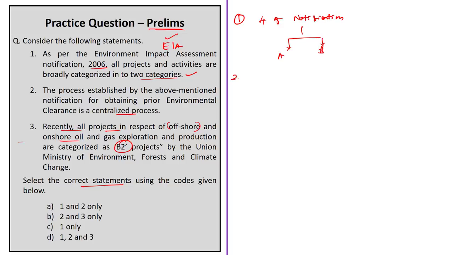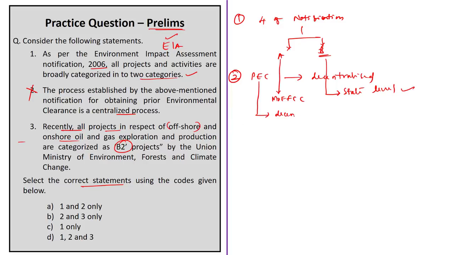Now, if you look at the second statement, it says that the process established by the above mentioned notification for obtaining prior environmental clearance is a centralized process. This is an incorrect statement because the process of environmental clearance is a decentralized process. That is, for category A projects, the prior environmental clearance is given by the Union Ministry on the recommendations of the Central Expert Appraisal Committee. Whereas in case of category B projects, the prior environmental clearance is given by the State Environmental Impact Assessment Authority on the recommendations of the State Level Expert Appraisal Committee. So we can say that the prior environmental clearance process is a decentralized process by the notification itself.